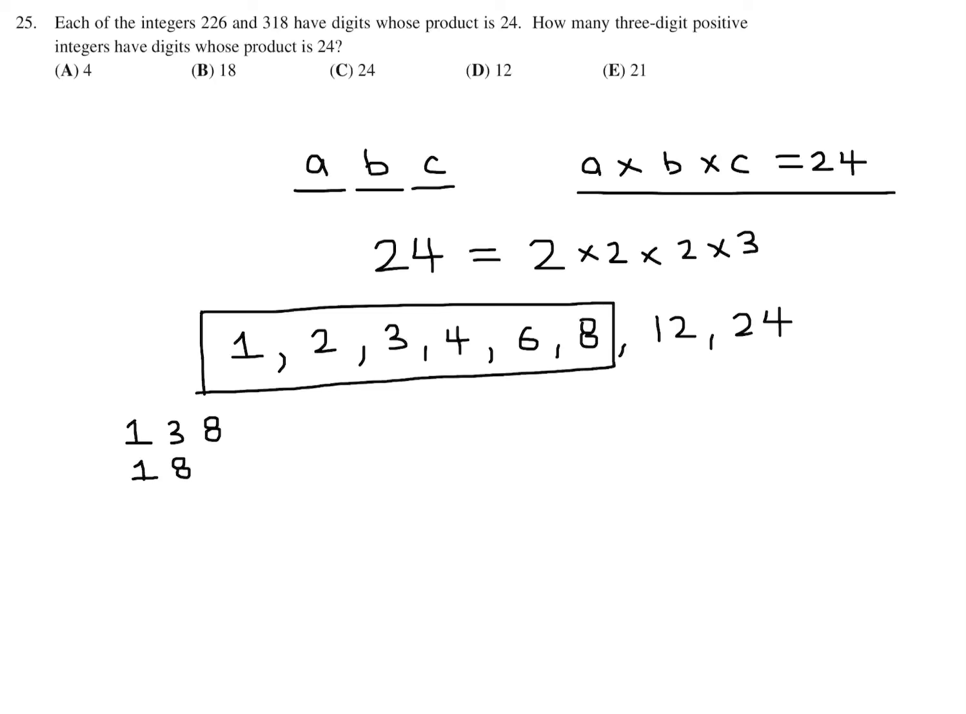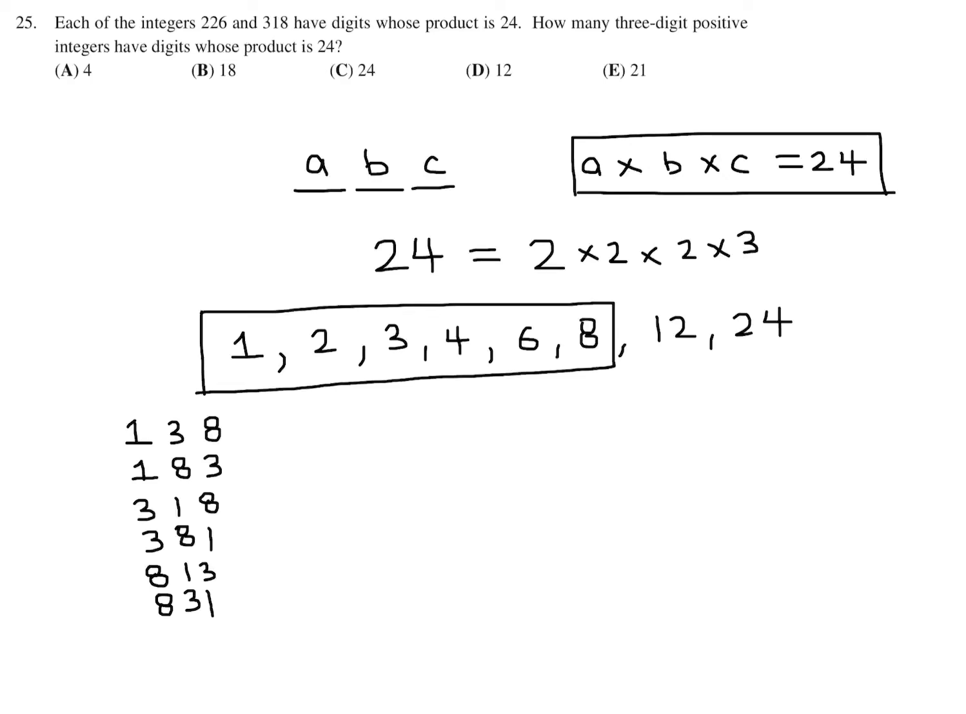183 would also work, right? I just reversed the order a little bit. And I will stay with these numbers and just try to find more combinations of them. I'll stay with 1, 3, and 8. So 3, 1, 8, 3, 8, 1, 8, 1, 3, and 8, 3, 1. All right, so all of these have this property that when you multiply the digits together, it equals 24.